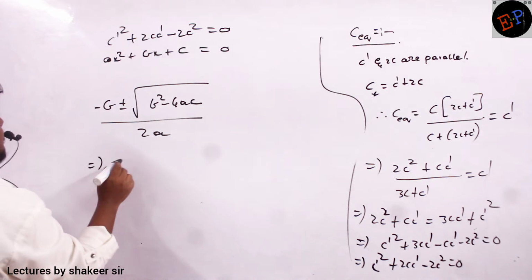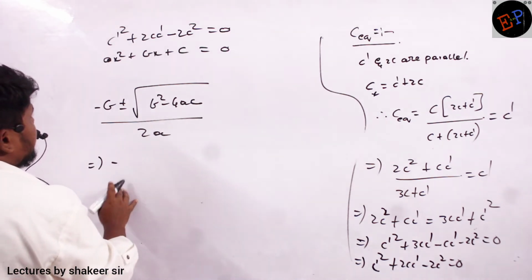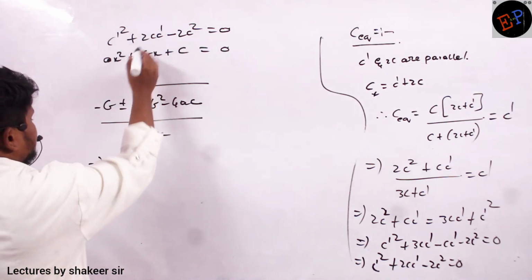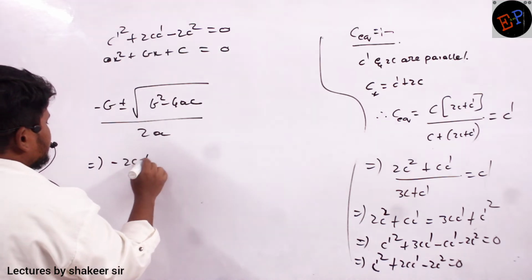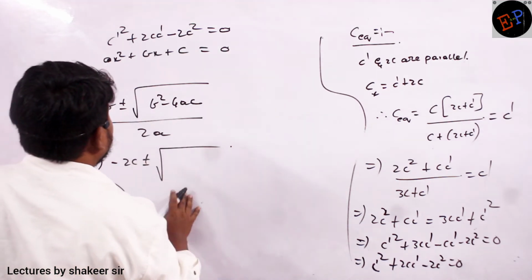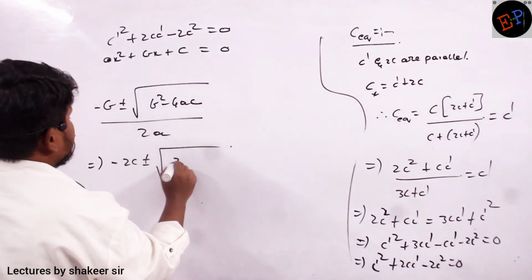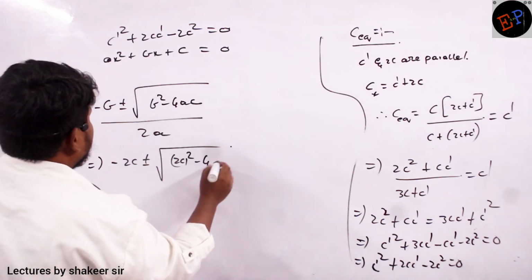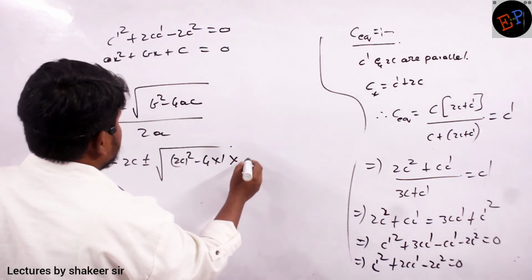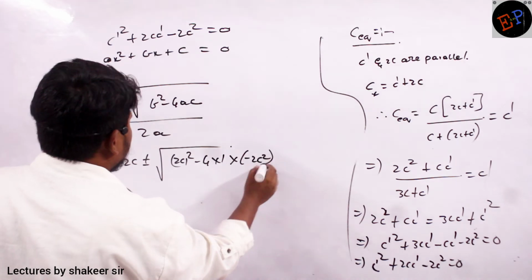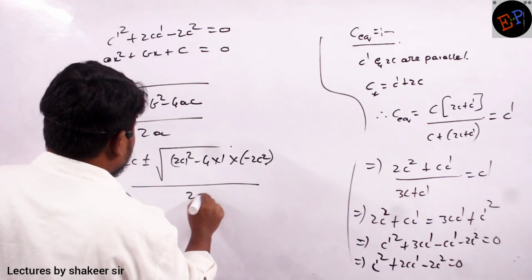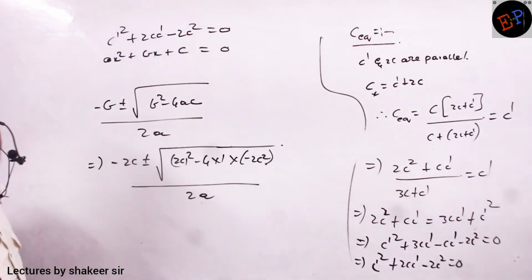Okay, ma? So minus b. B value is how much? B value is 2c. Minus 2c plus or minus square root of again b square. B square is 2c whole square, minus 4 into a value, which is 1, into c value, which is minus 2c square, divided by 2a. Okay, ma? If you solve this equation, I will get the required equation. Are you able to understand, ma?